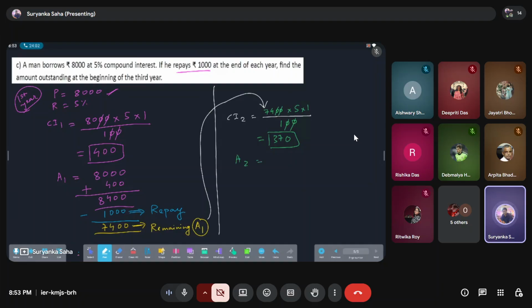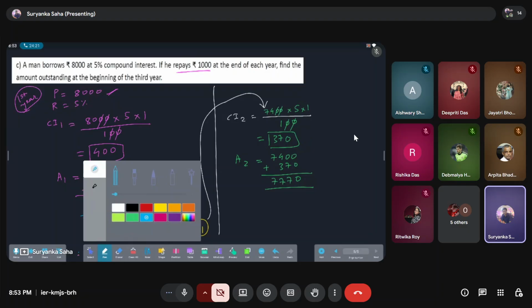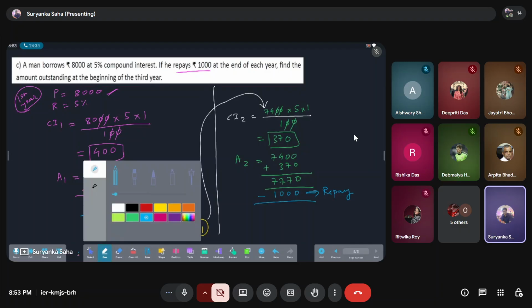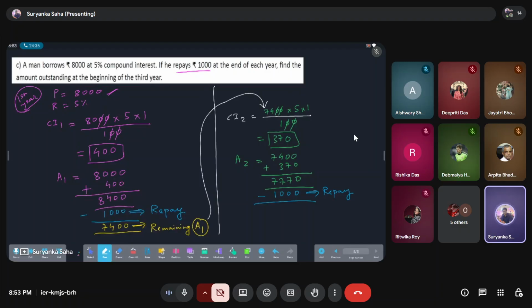Now again you find out A2. A2 will be principal plus interest. The principal is 7400, that is remaining A1, and with this you add the 370. It will be 7770. Now here again you have to subtract the repay, minus 1,000, the repay at the end of the second year. The remaining will be 6770.